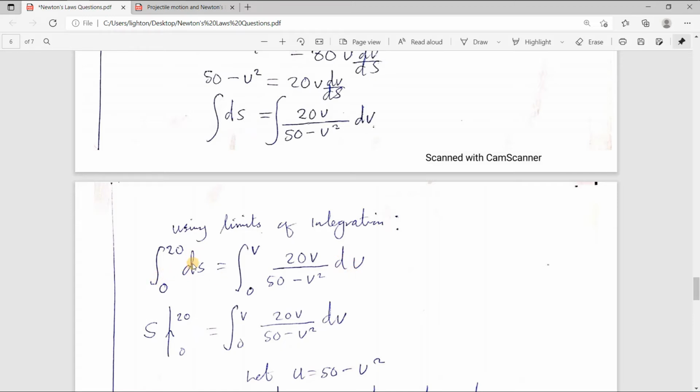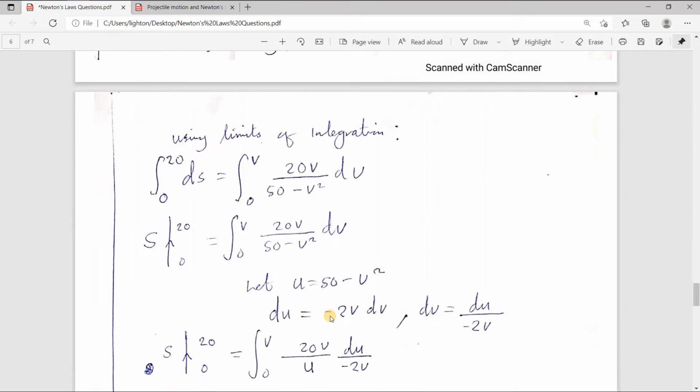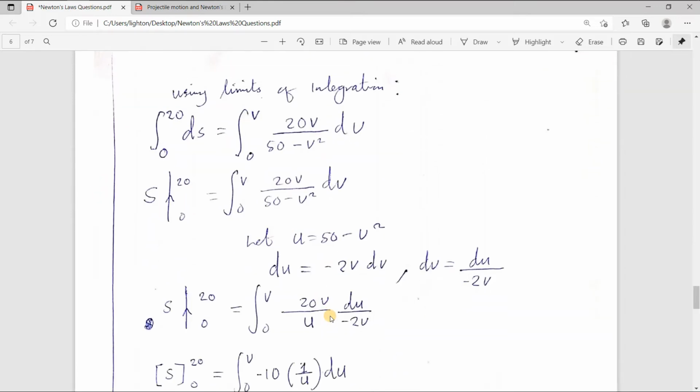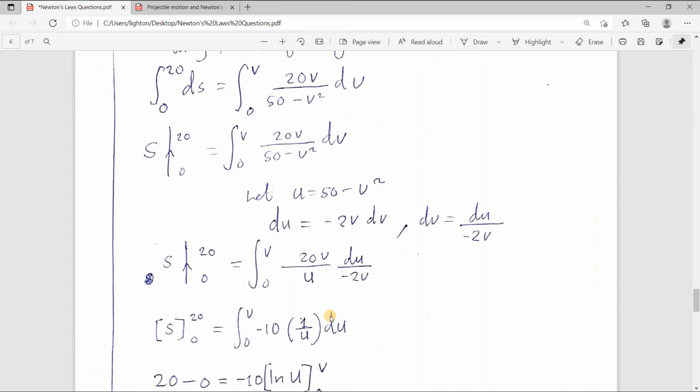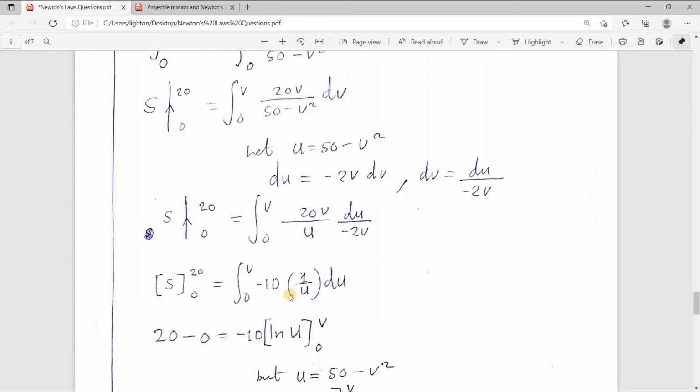Now, the integral of ds is just s, running from 0 to 20, equals the integral from 0 to v of 20v over 50 minus v squared dv. So we have that there, and we really haven't even started any integration yet on the right side. We've only integrated the left side here.